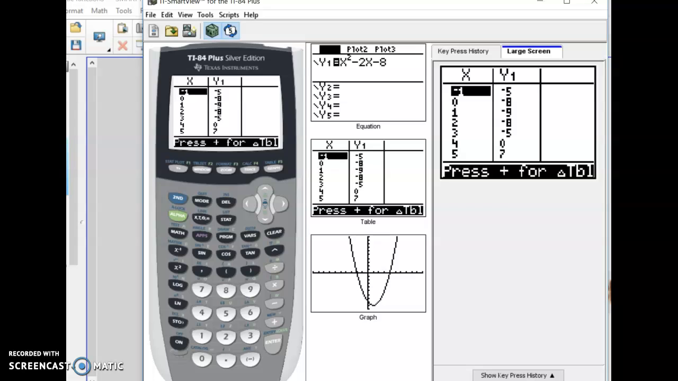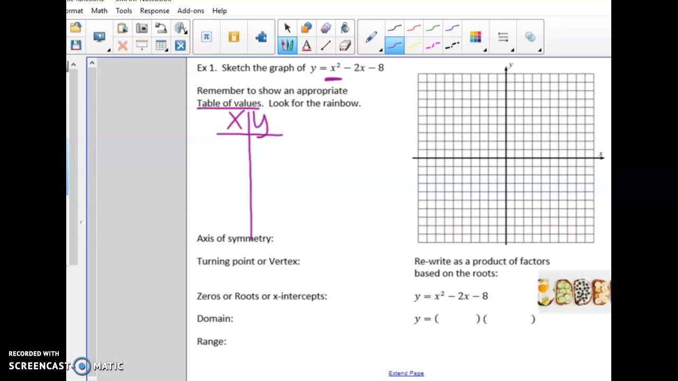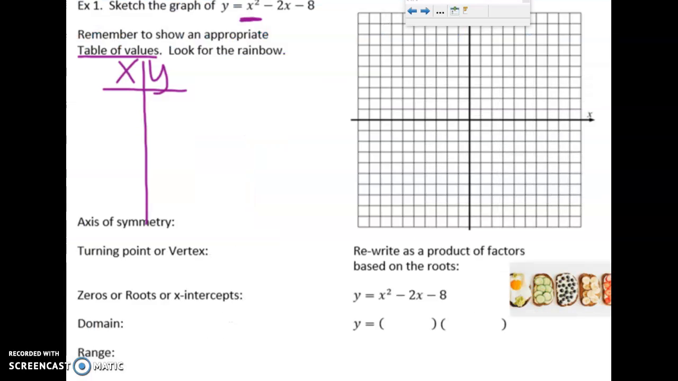So once I've typed it in, I go to my table and I can arrow up and down to change the table. So if you're not seeing what you want to see, don't be afraid to go up and down in the table because your calculator may not be in the same position as mine. All right, back to the notes, and I'm just going to write down what I had in my calculator.